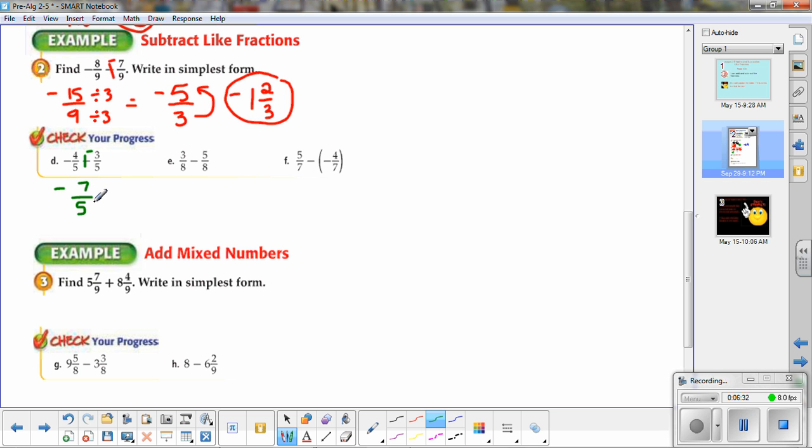You keep the sign. This is an improper fraction though, so change it to a mixed number. It's going to be a negative 1 because 5 goes into 7 one time with 2 left over. Keep the denominator the same. Negative 1 and 2/5.